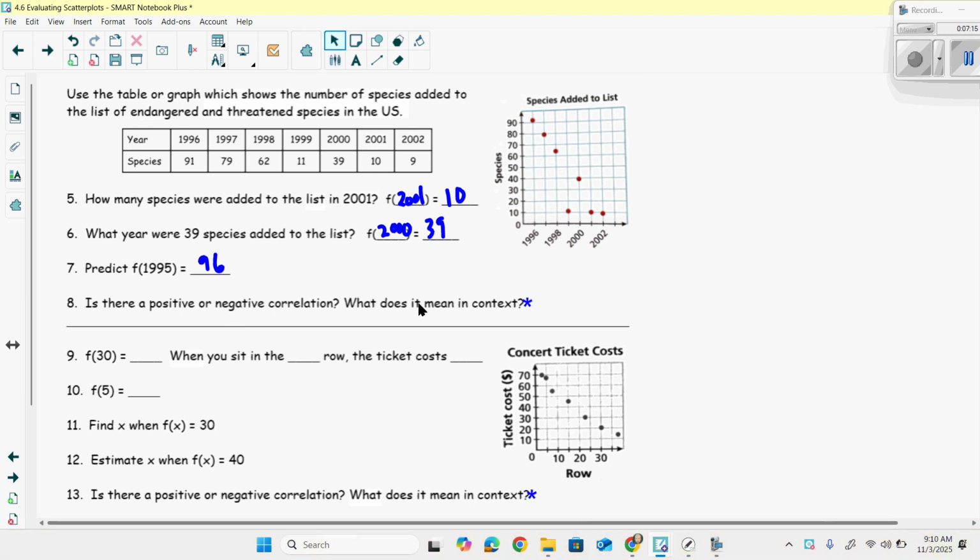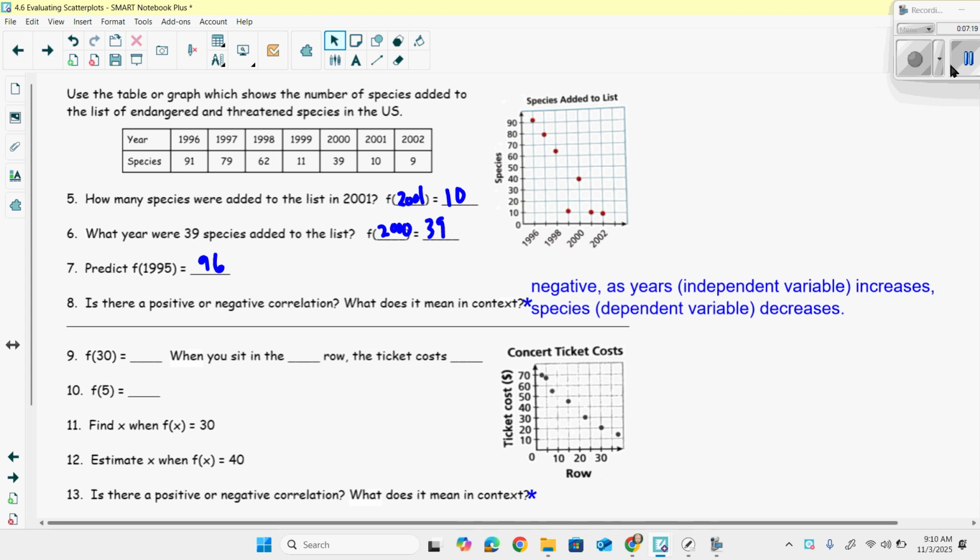Likewise, is there a positive or negative correlation, and what does it mean? Take a look at this. We would say that it has a negative correlation because as X is increasing, Y is decreasing. And that means as the years increase, or we go out in time, the number of species that are endangered is decreasing. All right. Our last example.